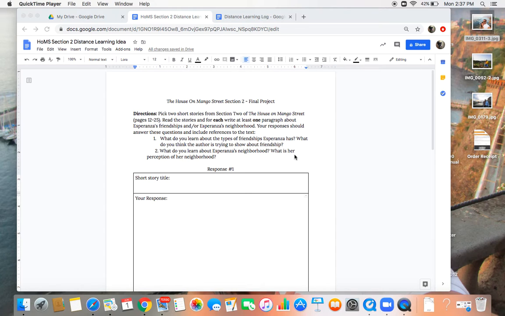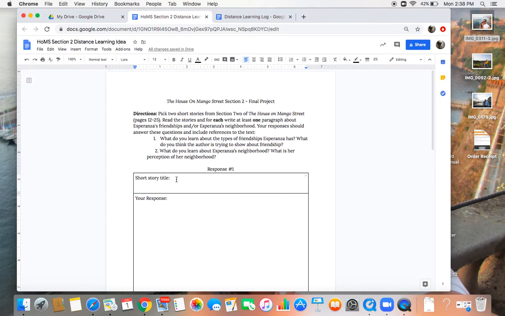When I say paragraph, I'm looking for a well-developed paragraph of at least 6 to 8 sentences. You should have enough to say answering those prompts. Also, make sure you include the short story title here, and the title always gets quotation marks.